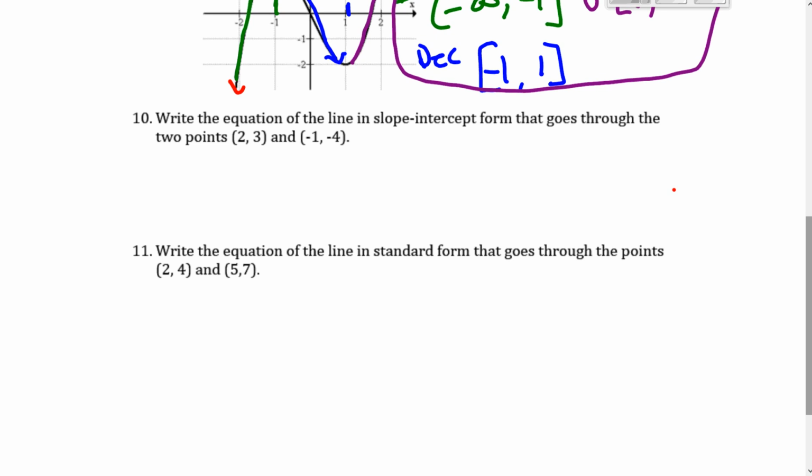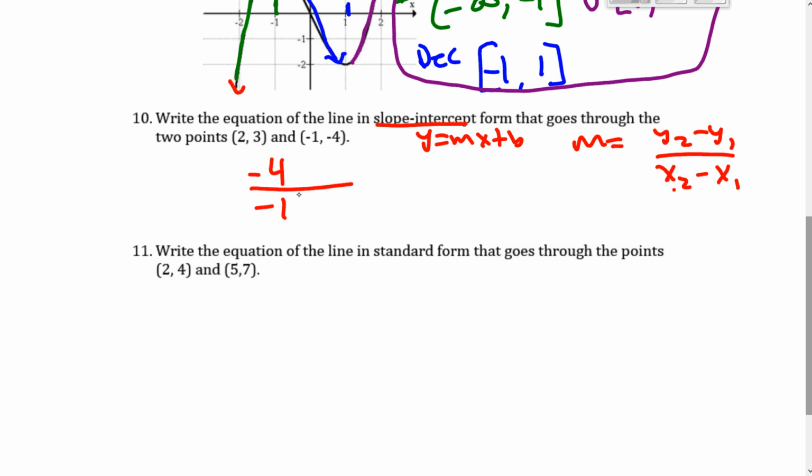Okay, write the equation in slope-intercept form, so that's y equals mx plus b. So I need a slope. M is the difference of your y's over the difference of your x's. So whatever y I start with, say -4, that means on bottom I have to start with -1. And I'm subtracting those, so I'm subtracting 3, here I'm subtracting 2, and this is getting my slope. So -7 over -3, negative over negative is positive, so 7 over 3 is my slope.